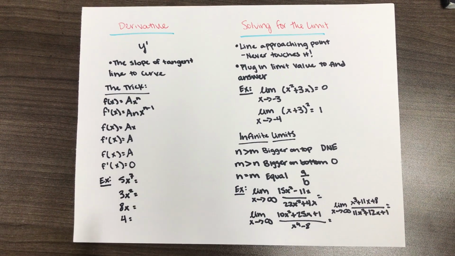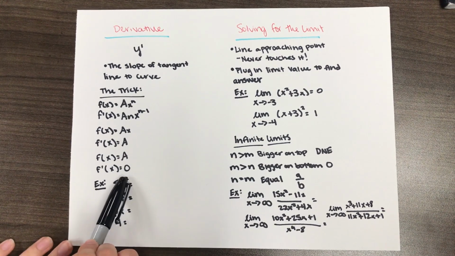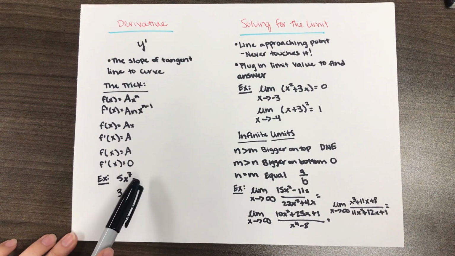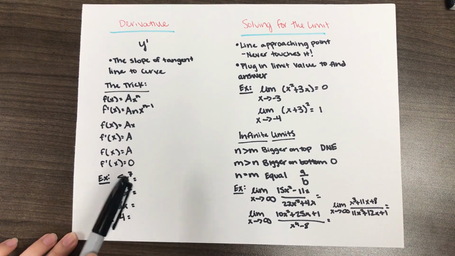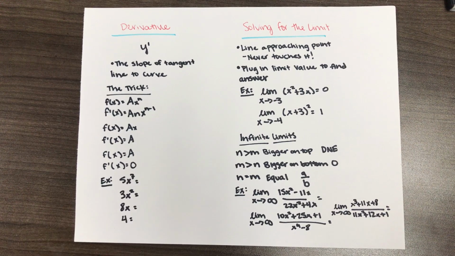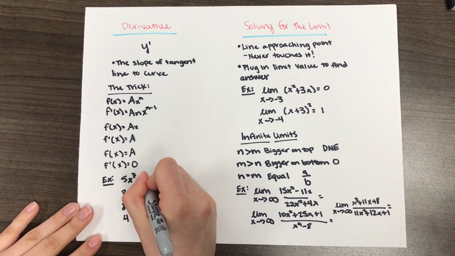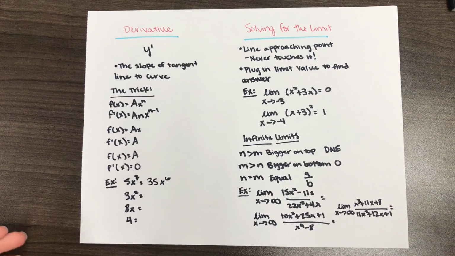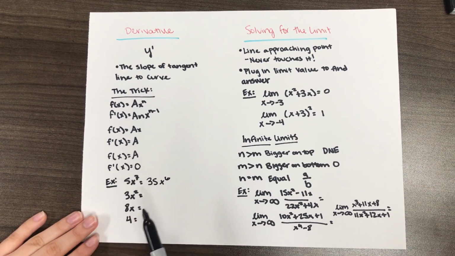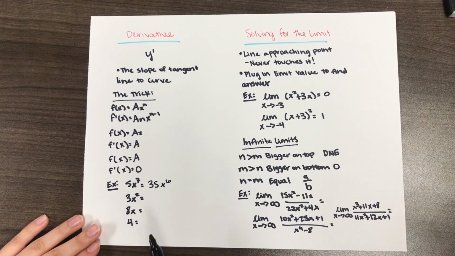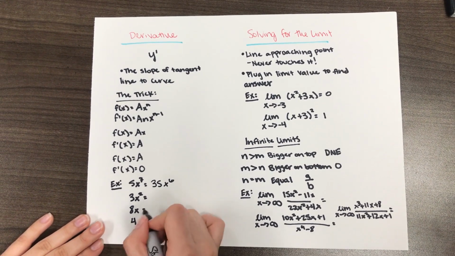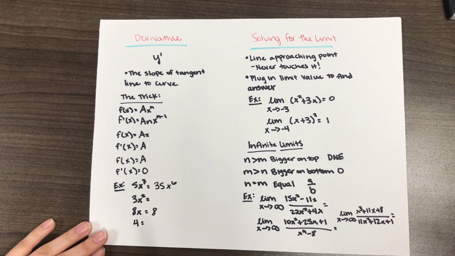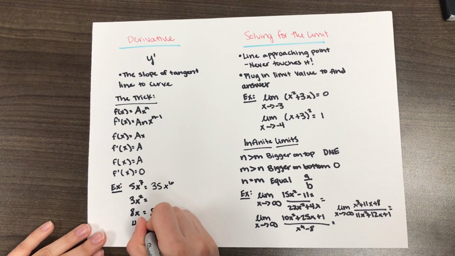So if you have something like 5x to the 7th, as you can see here, what you're going to do is multiply the exponent by the coefficient and then subtract 1 from the exponent. So in this case, that would be 35x to the 6th. Now, if you have something like a times x, like 8x, then the derivative is going to be your coefficient. And if you have just a constant, like we have here, 4, the derivative is going to be 0.